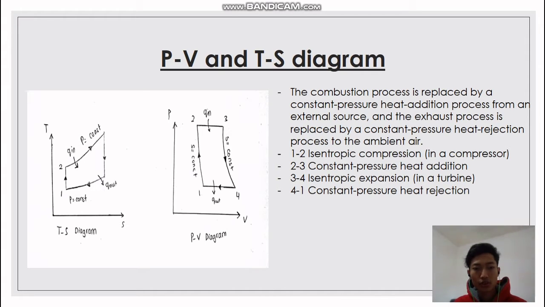As you remember the diagram before, the 1 to 2 isentropic compression happens in a compressor, 2 to 3 constant pressure heat addition, 3 to 4 isentropic expansion happens in the turbine, and 4 to 1 constant pressure heat rejection.